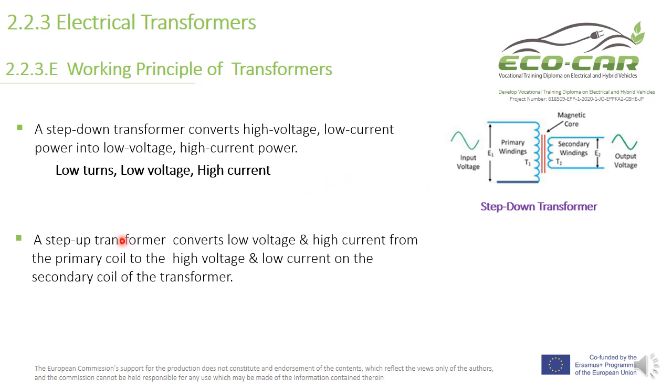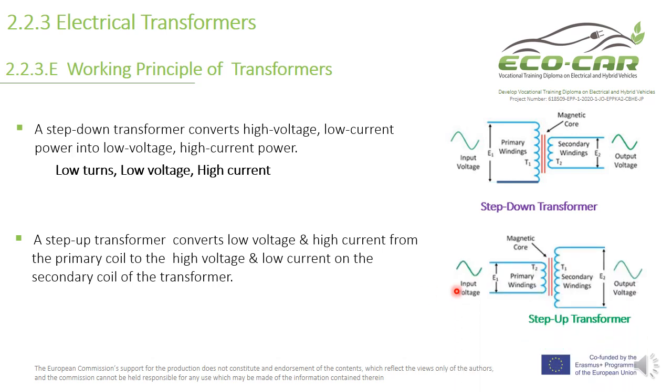A step up transformer converts low voltage here to high voltage, and high current here to low current, whereas a step down transformer converts high voltage to low voltage, and low current to high current, on the secondary coil of the transformer, as we see here. So we have a low input voltage on the primary.